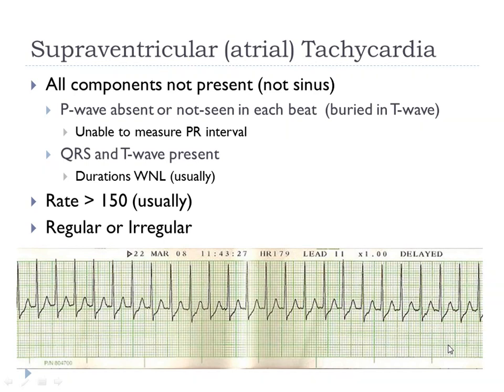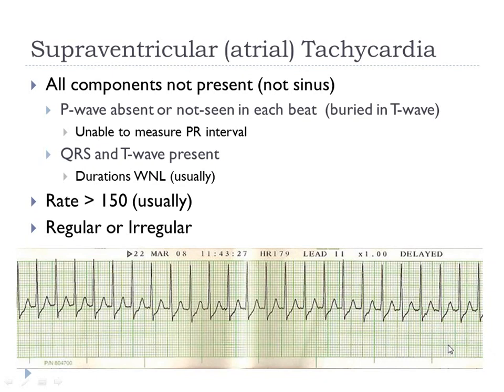But kind of the defining factor of SVT is that you can't find a P wave. In this rhythm, you can see a P wave every once in a while, but right here, there's no P wave. Where is it? It's buried in that preceding T wave. It's hiding. The heart's going too fast for the machine to find it. So when you can't find a P wave in your SVT, we'll say that the P wave is buried in the preceding T wave. Sometimes it gets buried elsewhere, but you just can't see it.